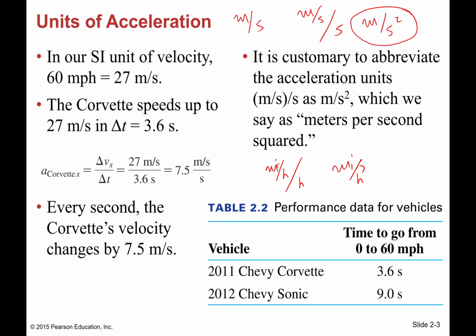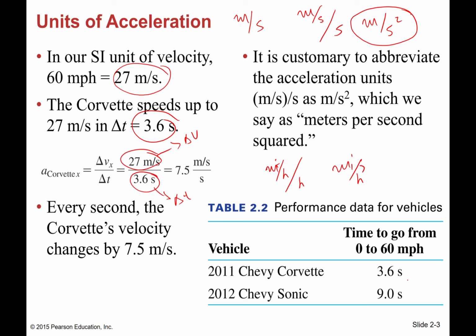So for instance, let's calculate the acceleration of a Corvette. It goes from 0 to 27 miles per hour in 3.6 seconds. So delta V is 27 minus 0, which is just 27. This is delta V here. And then delta T is just 3.6 seconds. So this is delta T. So delta V over delta T gives you 7.5 meters per second every second. So this is telling you that a Corvette every second increases the speed by 7.5 meters per second.